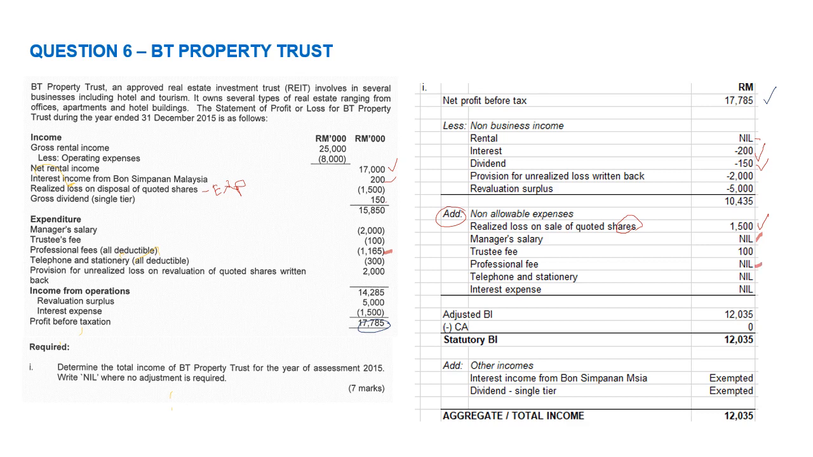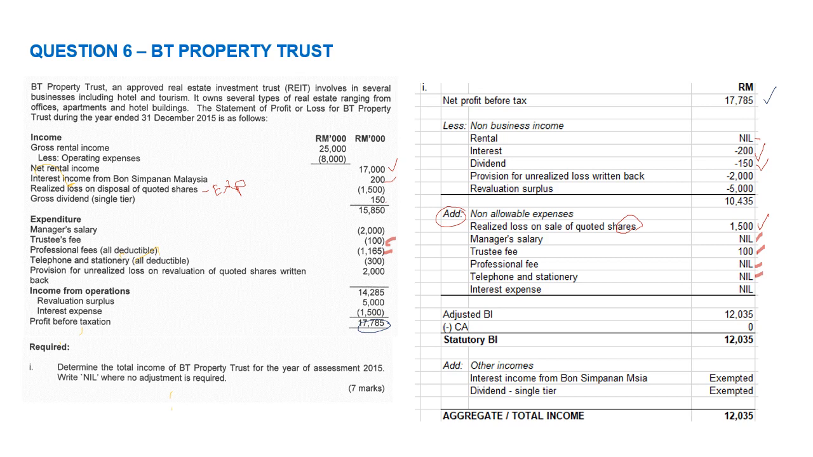Lagi, kita ada, I terskipkan trustee fee 100,000. Untuk trustee fee, since trustee menguruskan trust, kan? Dia bukan menguruskan business. Therefore, trustee fee is not deductible, non-allowable. We going to add back 100,000. Seterusnya, kita tengok dia bagi dekat kita telephone and stationery all deductible. All deductible maksudnya business expenses semua boleh tolak, nil, no adjustment needed.